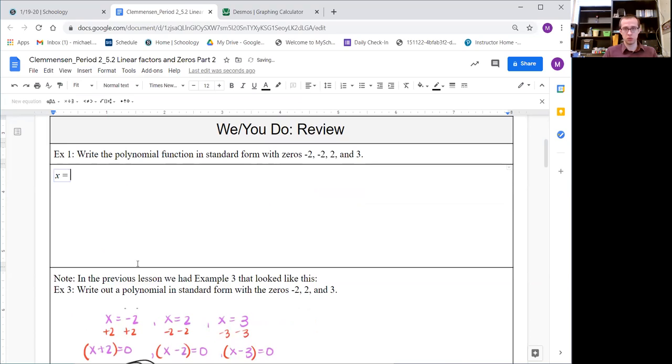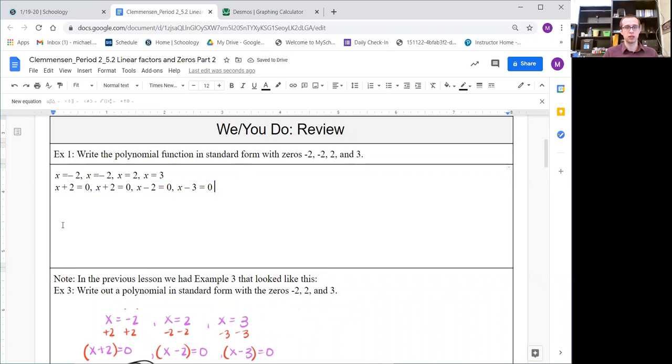X equals -2, X equals 2, X equals 3. And then I'm going to go backwards from there. Equation. I'm going to move this over. So my first zero will be X plus 2 equals 0, comma space, X plus 2 equals 0, comma space, X minus 2 equals 0, comma space, X minus 3 equals 0. And then I'm going to put all those together.